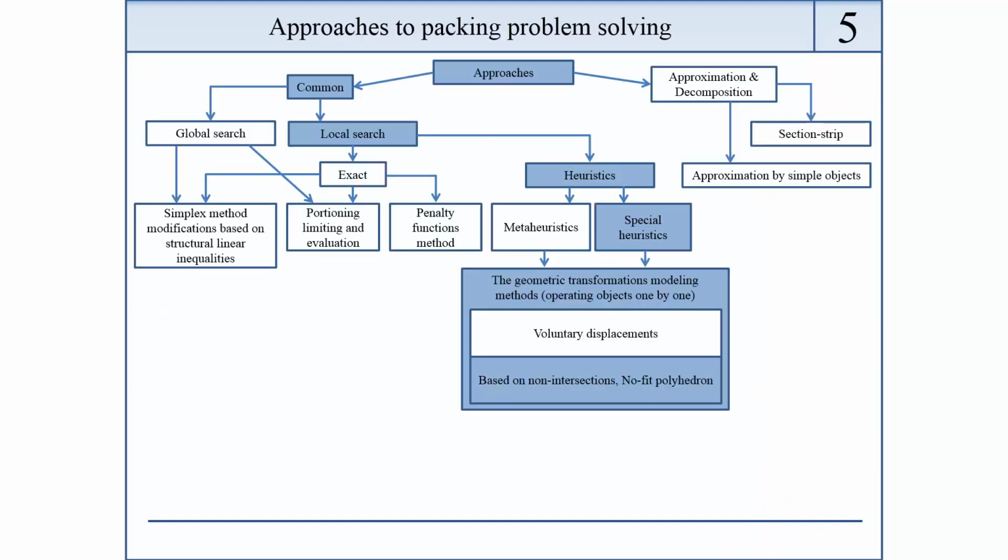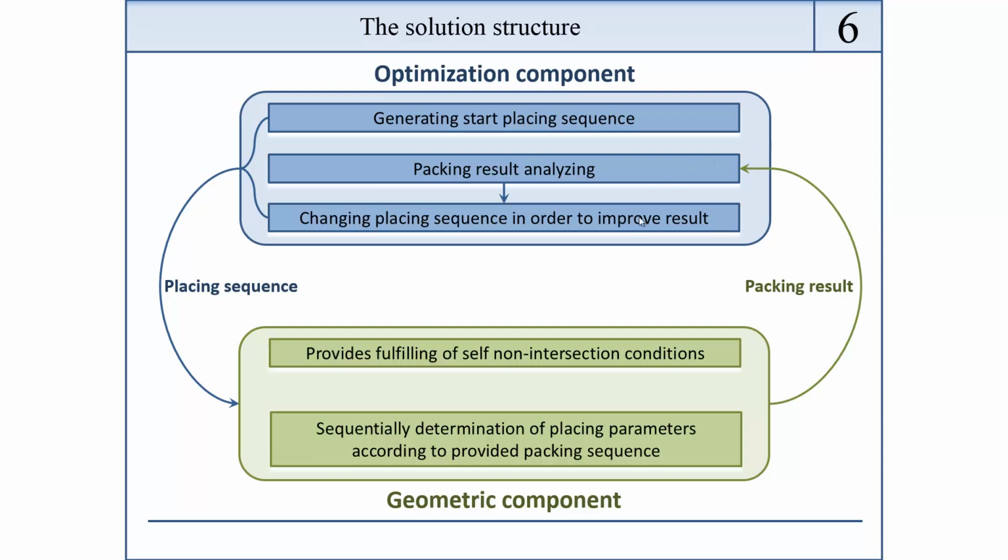To solve the described problem, I have used a heuristic method based on satisfaction of the non-intersection conditions using a no-fit polyhedron. The solution structure consists of two parts. There is one simple idea behind that. If we have a deterministic method of placing a polyhedron into a packing area, then the result will depend only on the packing sequence. That's why it's possible to separate the optimization component from the geometric one.